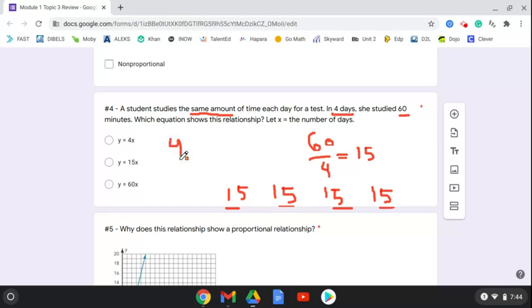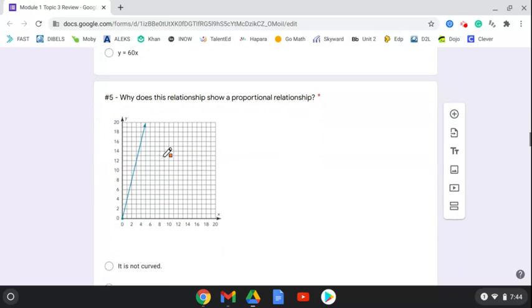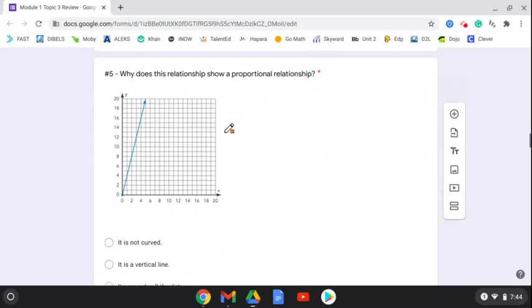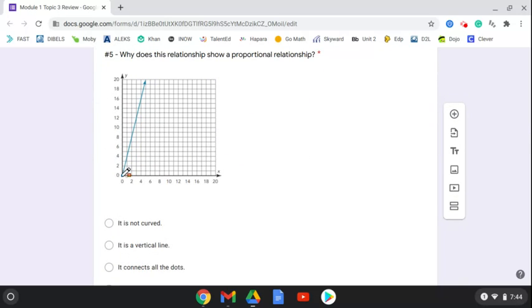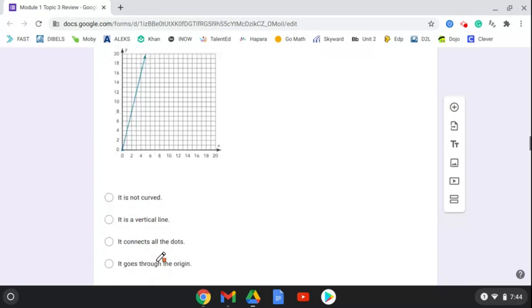Okay? And so since this is a proportional relationship, we can use the equation y = kx, and we take k and plug it in to this equation. And so y = 15x would be the equation to represent this relationship. Number 5 here, why does this graph show a proportional relationship? Well, it's a straight line that goes through the origin, so you'll select that last option right there.